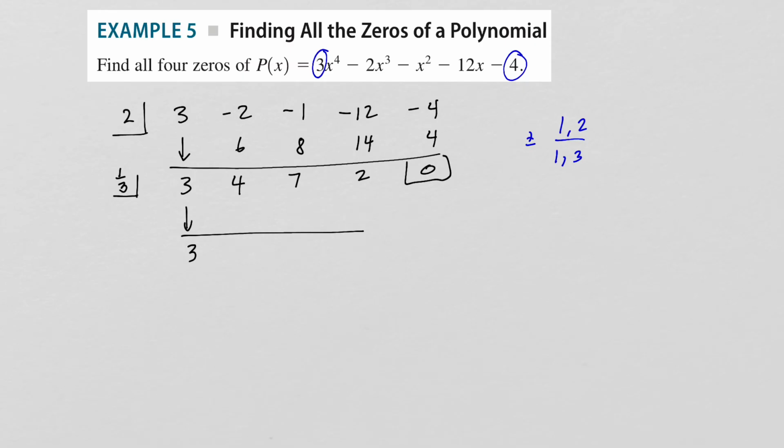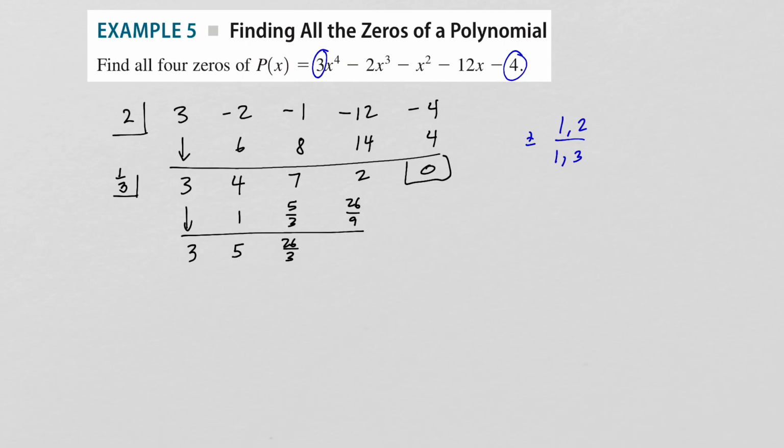So 1/3 times 3 is 1. 4 plus 1 is 5. 1/3 times 5 is 5/3. And 7 plus 5/3 is 26/3. 1/3 times 26/3 is 26/9. And clearly we can see we're not going to get 0.